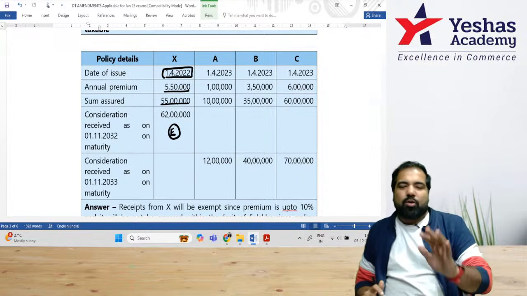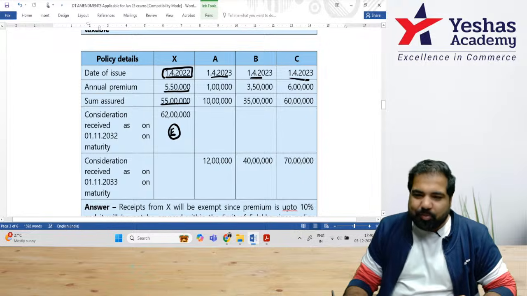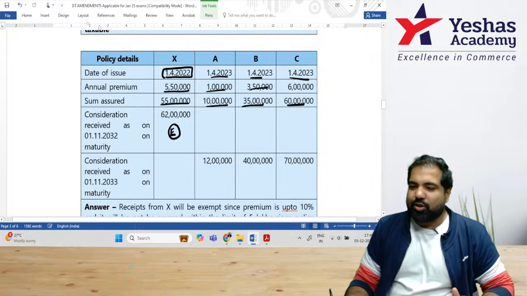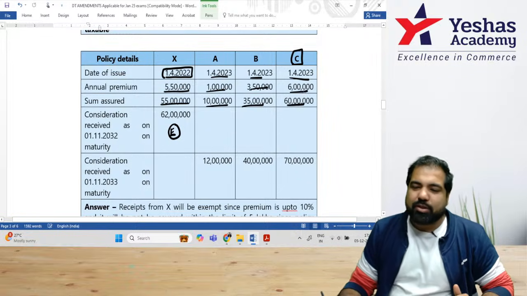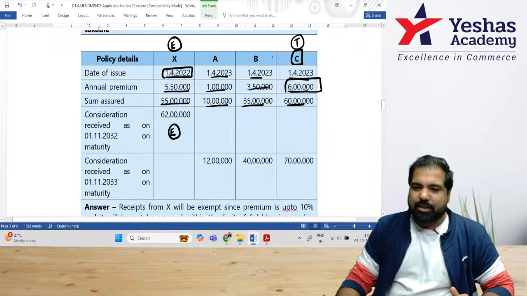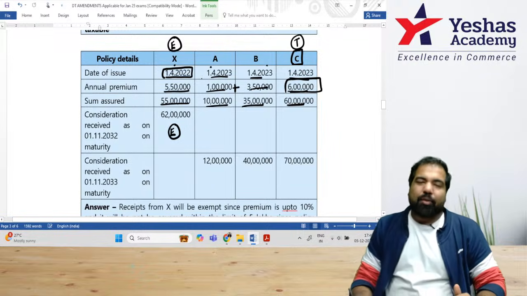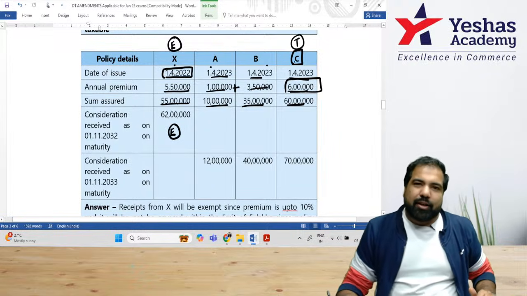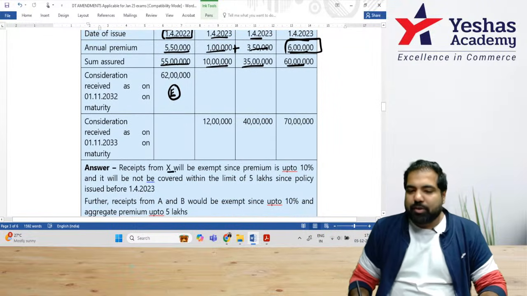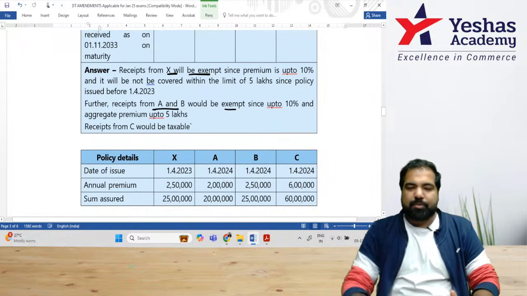It's like someone who took the policy earlier will now not be bothered. But all these three policies are new. So what to do with these three policies? This is 10%. This is also 10%. This is also 10%. But this is clearly taxable because it is more than 5 lakh. So while this is exempt, I'm writing it here. This one is exempt. This one is clearly taxable. Now, what about these two? Can we take the exemption? Yes. So X, A, and B, all three will be exempt. But C, unfortunately, is crying in the corner. C for crying, because that is taxable. Receipts from X will be exempt. We already know that. Receipts from A and B would also be exempt, but only C will be taxable.